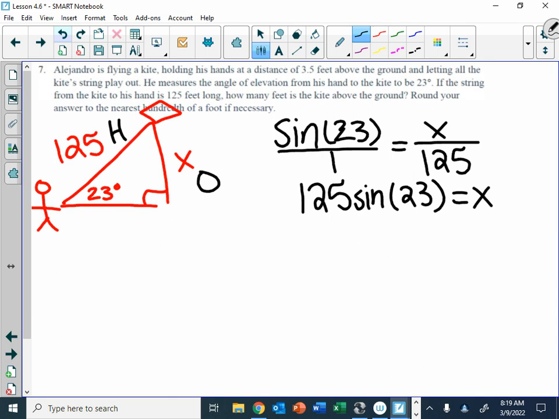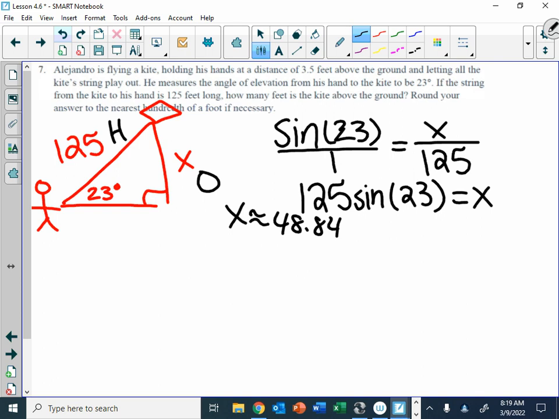What do you get? 48, round to 2 decimal places, I'm sorry. 48.84, okay? That's not my answer, and I'm about to tell you why. It's because of that 3.5 we talked about, or we skipped, okay? Alejandro, so let me read that again.